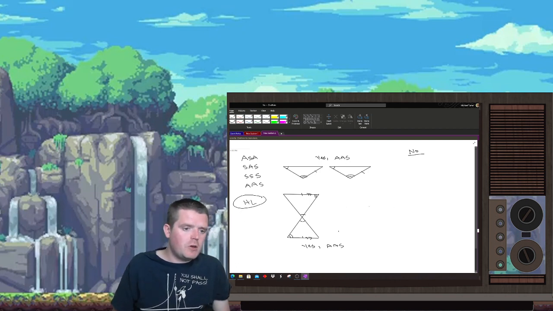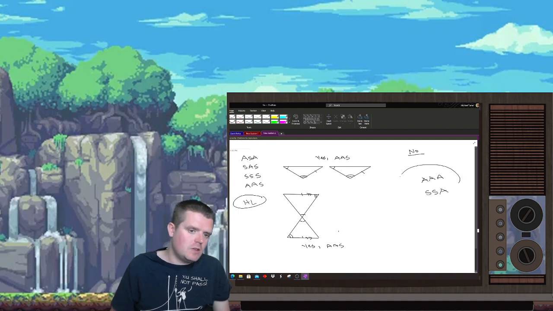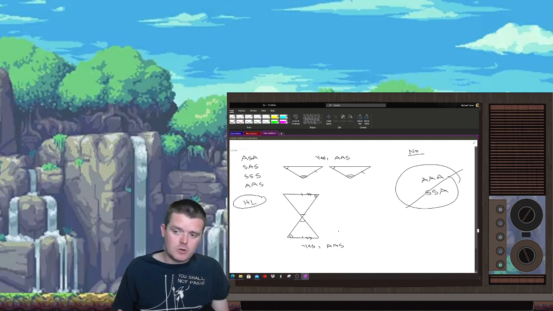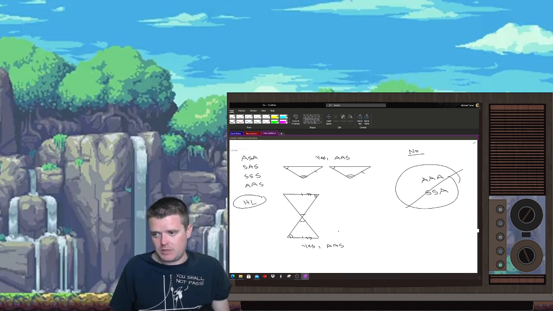You also want to be familiar with what are not triangle congruency postulates. The first of which, the most common, is angle, angle, angle. And the other is side, side, angle. So these 2 are not congruency postulates. And you will have a question on your test that asks you which of the following are congruency postulates and which ones are not congruency postulates.